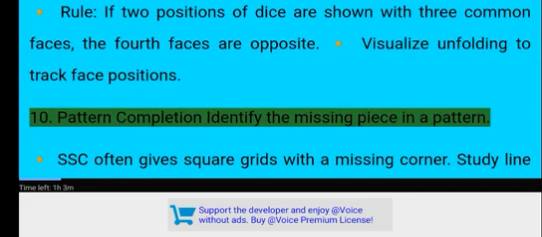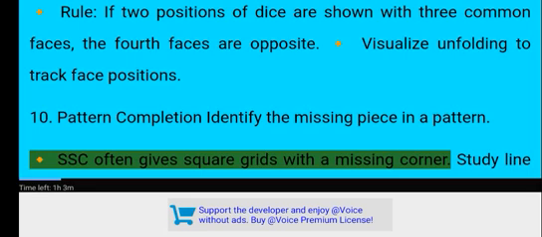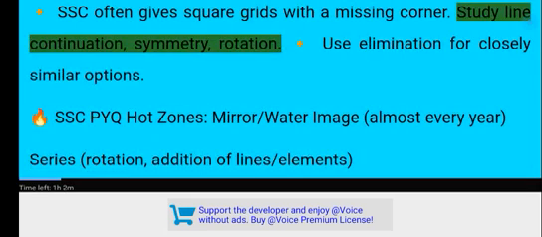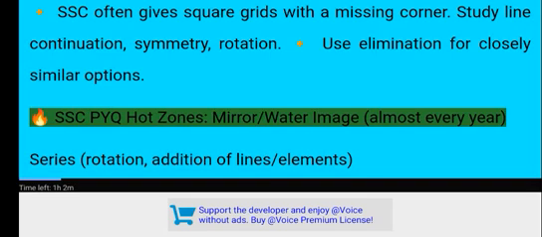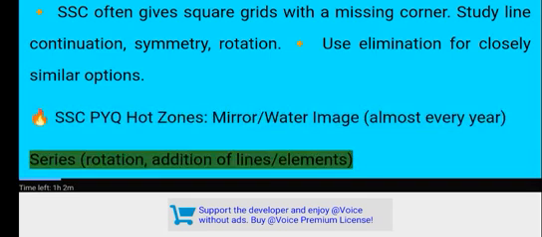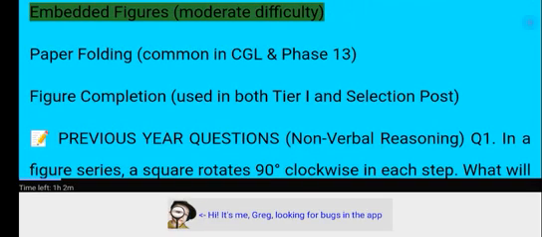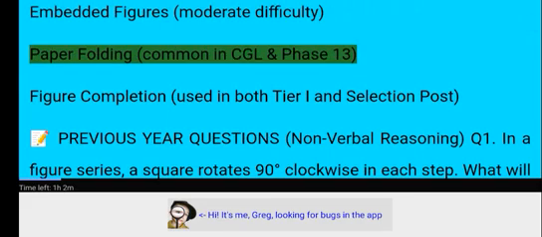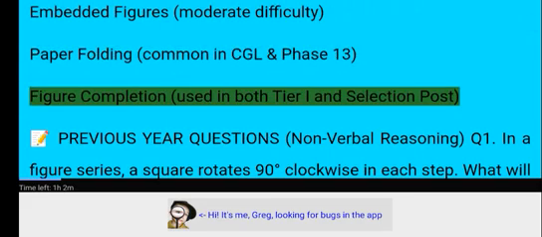10. Pattern completion. Identify the missing piece in a pattern. SSC often gives square grids with a missing corner. Study line continuation, symmetry, rotation. Use elimination for closely similar options. SSC PYQ hot zones: mirror and water image almost every year. Series: rotation, addition of lines and elements. Embedded figures: moderate difficulty. Paper folding common in CGL Phase 13. Figure completion used in both Tier 1 and Selection Post.